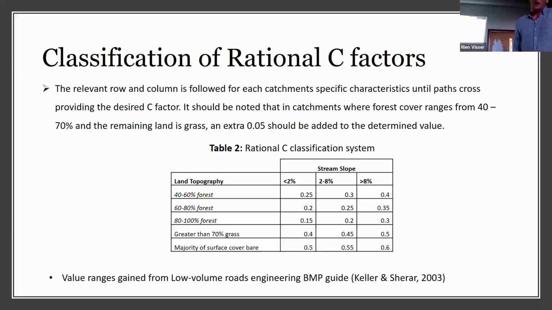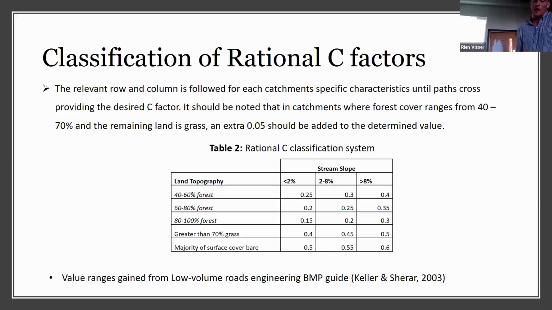The same was done for the rational C factor, and as the table shows, I used stream slope and the topography cover to select the required value. The value ranges were gained from the table shown in the low volume roading engineering best management practice guide. So that's where the range of values came from. Stream slope was used as that was a characteristic I'd already calculated from Google Earth Pro, and it was just handy for me.